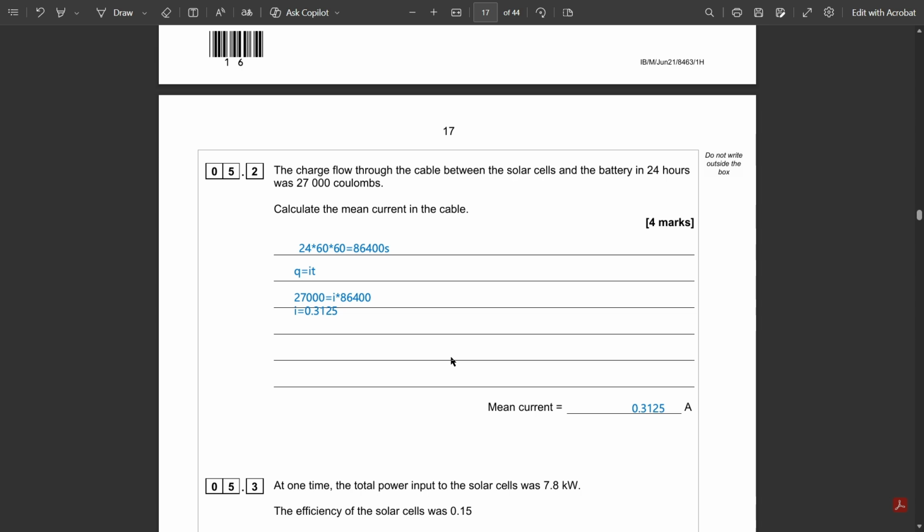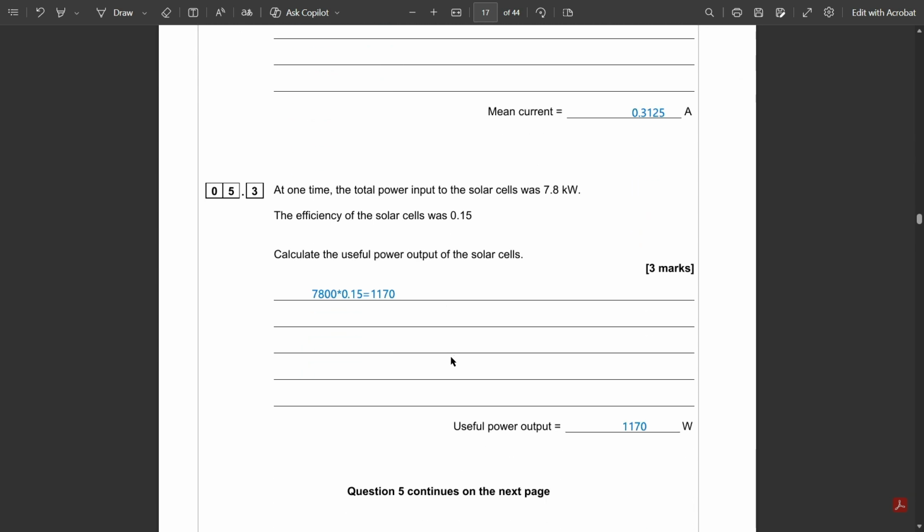The charge flow through the cables between the solar cells and the battery in 24 hours was 27,000 coulombs, and we have to calculate the mean current in the cable. Firstly, we convert 24 hours into seconds by multiplying it by 3,600, or just multiplying by 60 twice. Then we use the formula from the formula book, charge equals current times time, rearrange to get current, and we get current being 0.3125 amps.